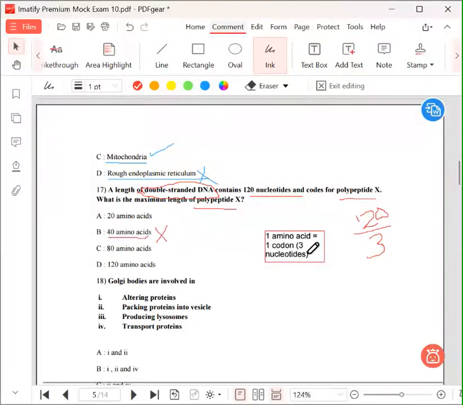No, that's the wrong option. The tricky thing that is overlooked is that it is double-stranded DNA. So there are two strands and their total is 120 nucleotides. For one strand it is 60, and for the other strand it is also 60. So we have to calculate according to 60. 60 divided by 3 is 20. So the correct option is 20 amino acids.